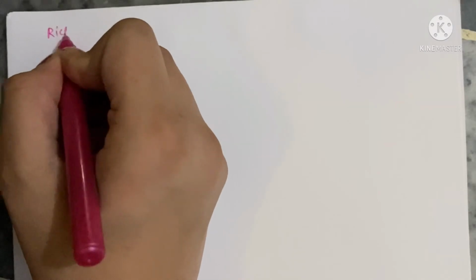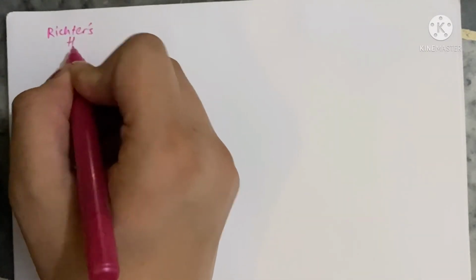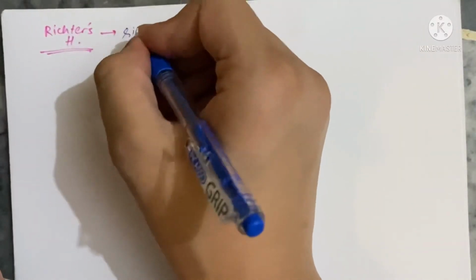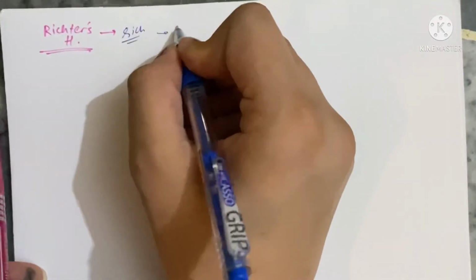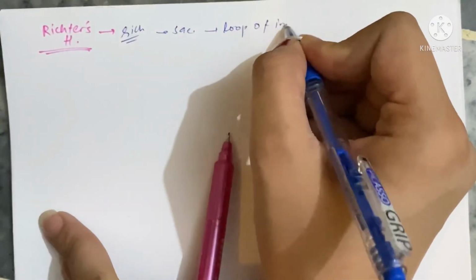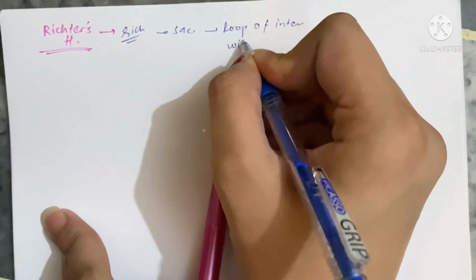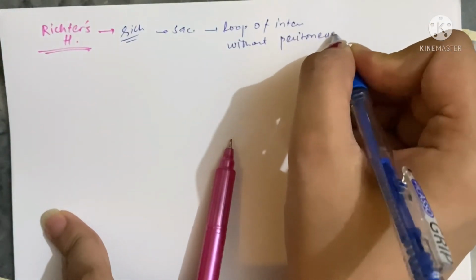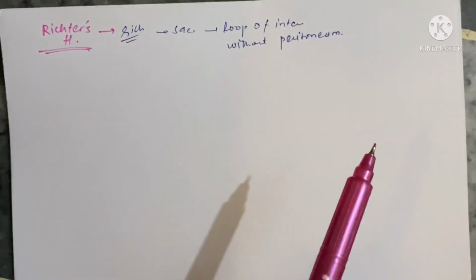Now moving on to some other hernias. We have another hernia. Now these are some MCQ points. There is a hernia called Richter's hernia. Now what happens in this Richter's hernia? In it, the sac contains a loop of intestine without, meaning no peritoneum is present along with it. So this is Richter's hernia.